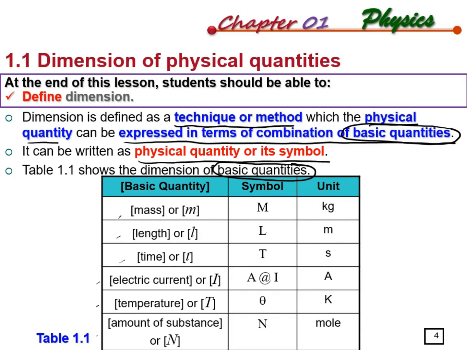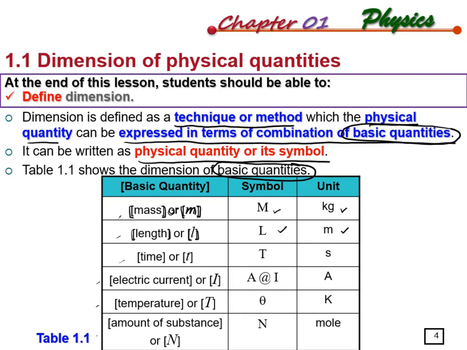So for example, the dimension of the mass, you must put it in brackets, or you can use the symbol of the mass. The symbol of the dimension is capital M and the unit of the mass is kilogram. How about length? You must put the bracket, or you can use the symbol of the length and put the bracket, and the symbol for the dimension is capital L and the unit of length is meter.